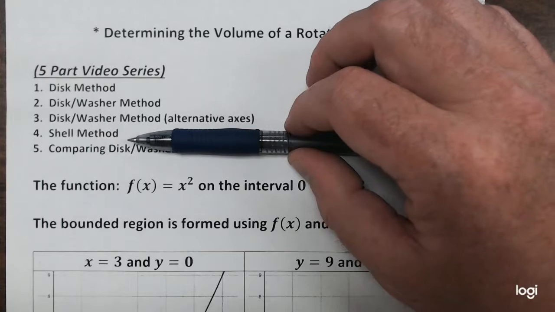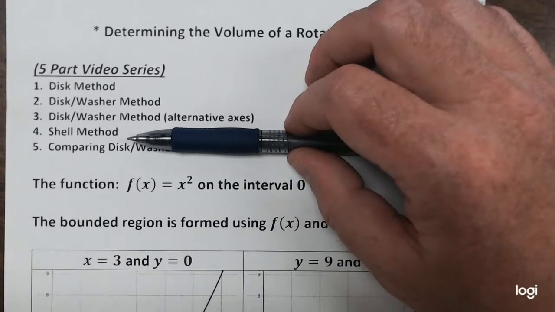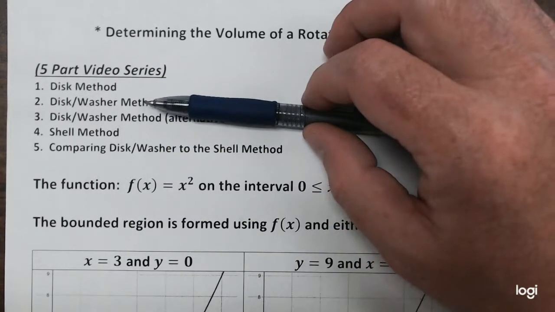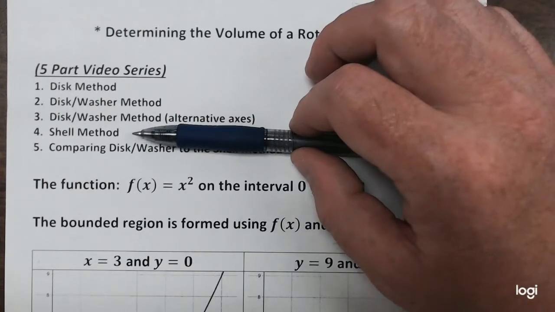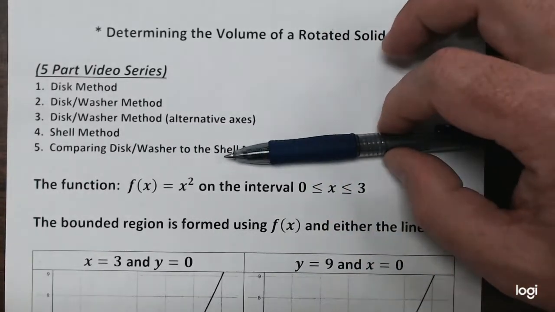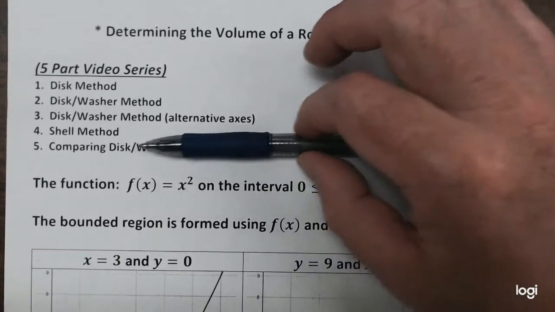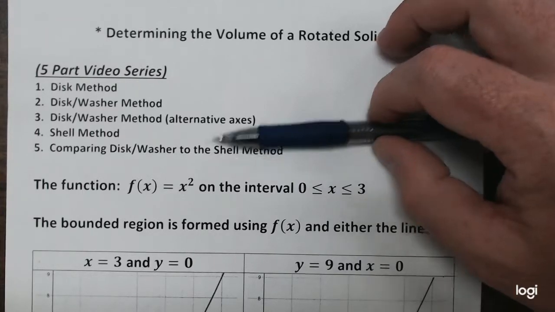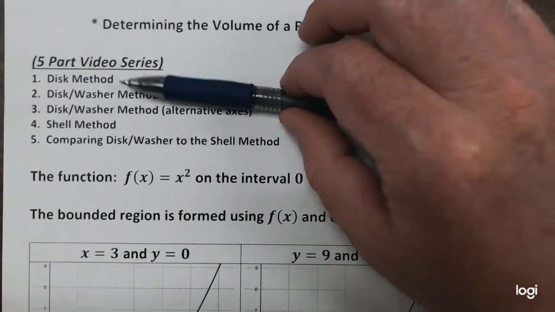The shell method is in the BC curriculum. It is a different method to determine the same answers that we would get using the disk washer method. So that's the shell method. That's a BC calc concept. And then part 5 is just to compare the two, because any time you're problem solving, it's good to have more than one tool, and these are 2 different tools, where sometimes it's better to use one, sometimes it's better to use the other. So this is just a little introduction here before we actually get into the disk method.